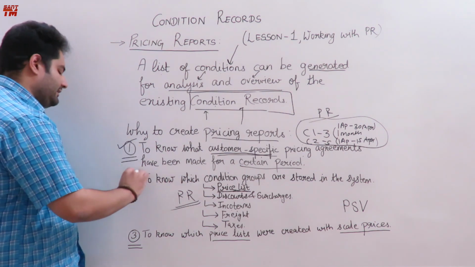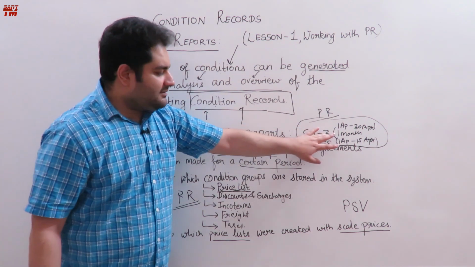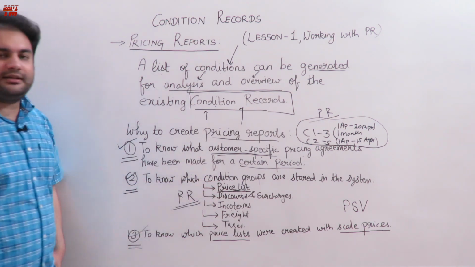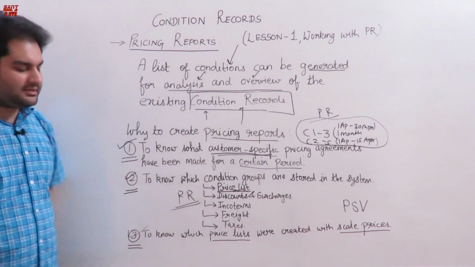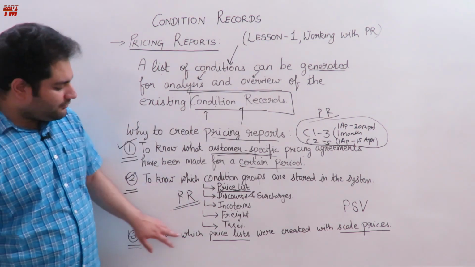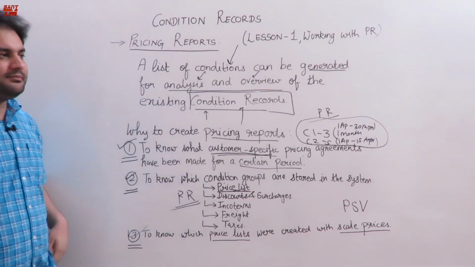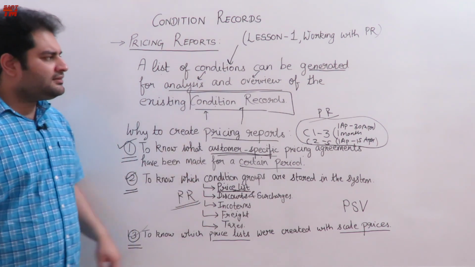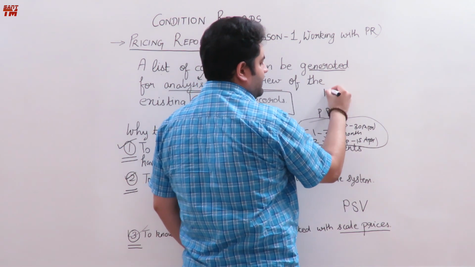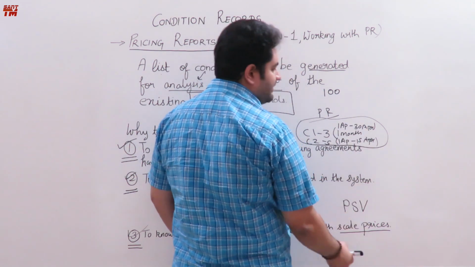Based on these three criteria, these three factors: to know what customer specific pricing agreements have been made in a time period. Second is to know about the condition records that are stored in the system. There are 5 types of condition records, which also you will get from condition records only. And to know which price lists were created with scale prices. Scale prices, it simply means from, let us say, if a customer buys 100 pieces of some particular product, then how will you scale the prices?